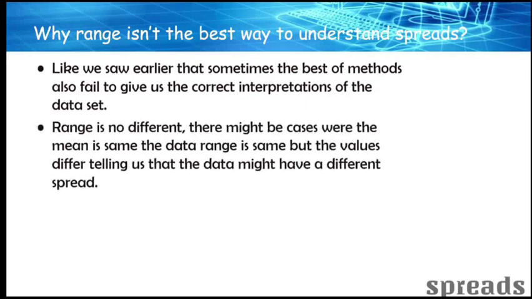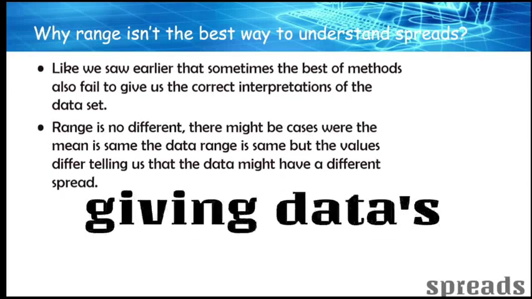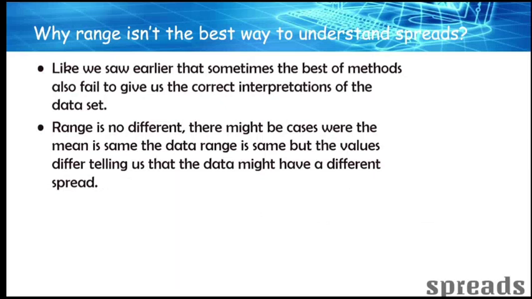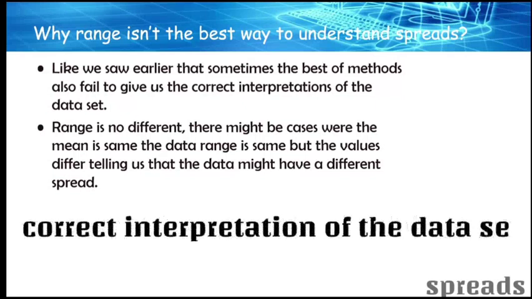So basically, here is why range is not the best way to understand data. Maybe you can consider the data coming not from a numeric data set, but from a categorical data set. Over there you can't find a range, so we won't be getting a correct interpretation of the data set.